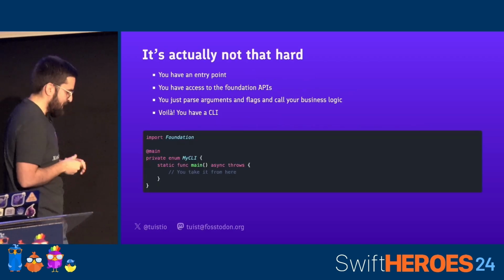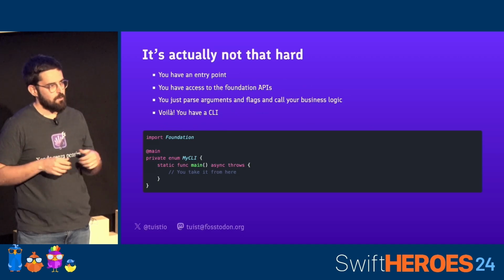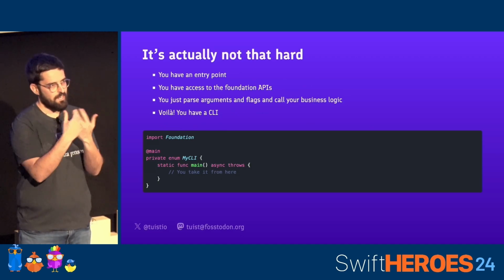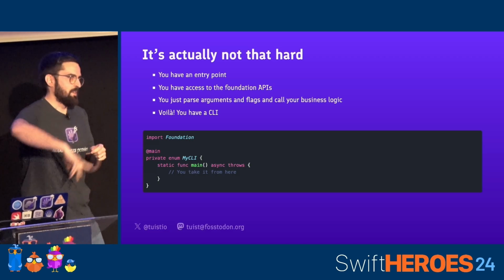So when you start working on a CLI, you realize it's actually not that hard. Like any app, you have an entry point, and from there the CLI starts. You can access all the Foundation APIs. You can send network requests.